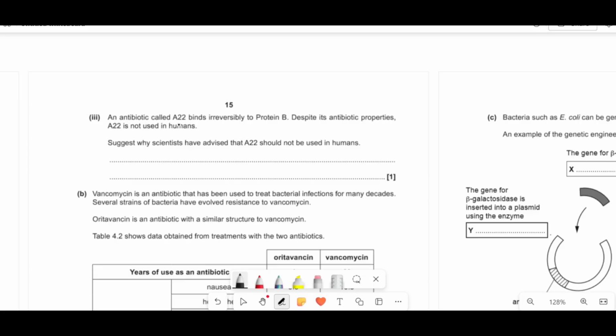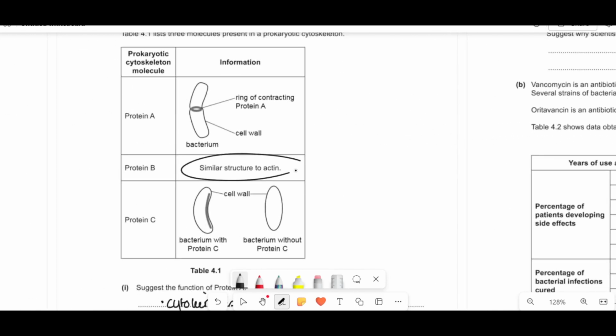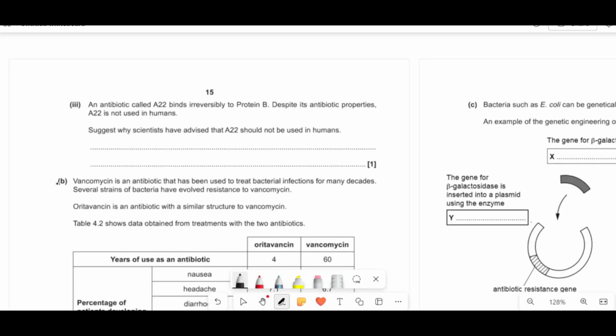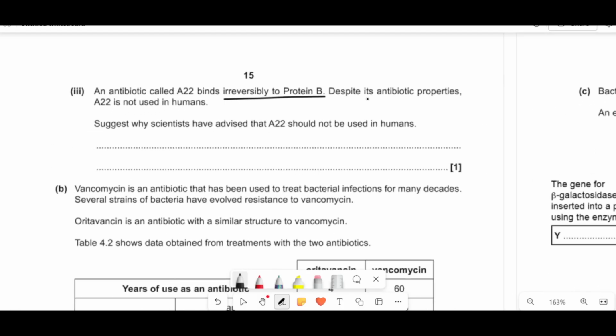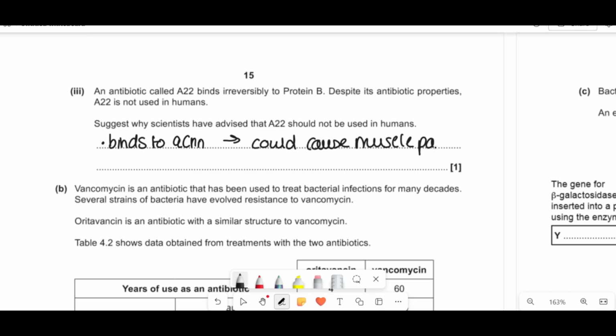An antibiotic called A22 binds irreversibly to protein B. Despite this antibiotic properties, A22 is not used in humans. Suggest why they've advised it should not be used in humans. Protein B is similar in structure to actin, and it's told you here that it binds irreversibly to protein B. If it binds to actin, that's probably not a good idea. It could cause things like paralysis, because that's what actin's needed for. It's in your muscle. Probably not a wise idea.